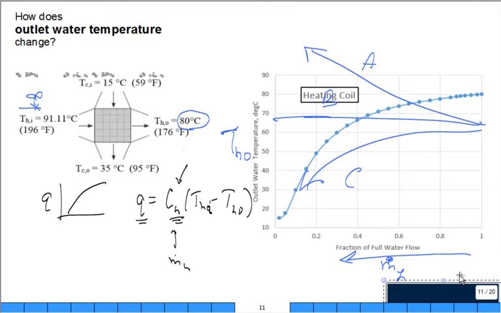Get rid of that. Goes down. So it's going to come out at 70 some, and then 60 some, then 50 some degrees C. Make sense?